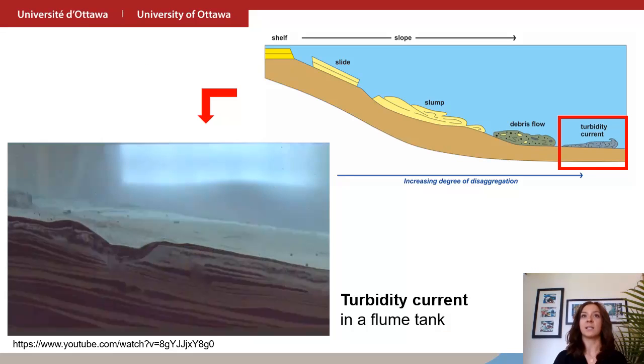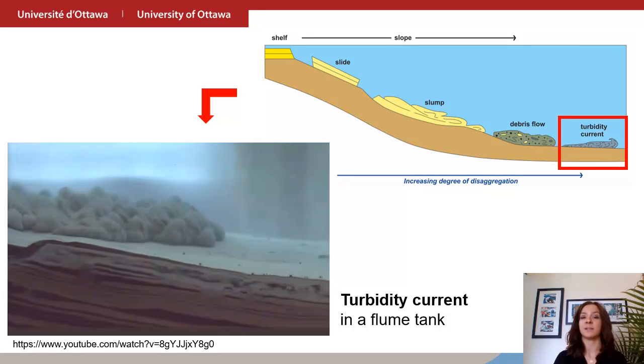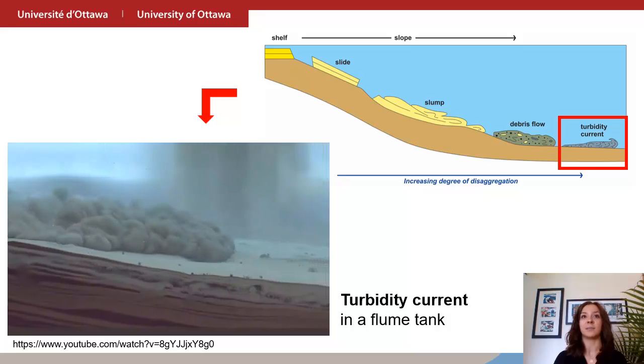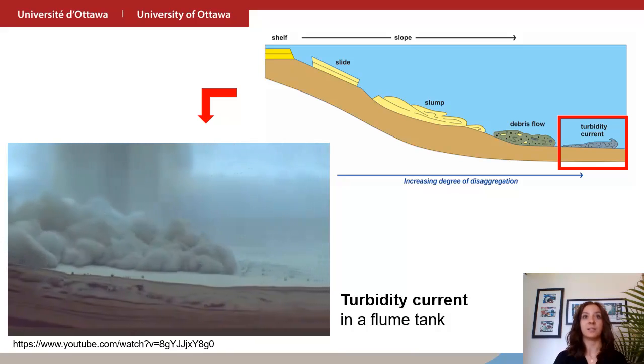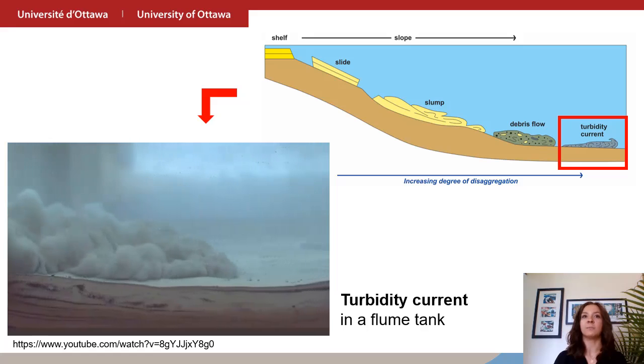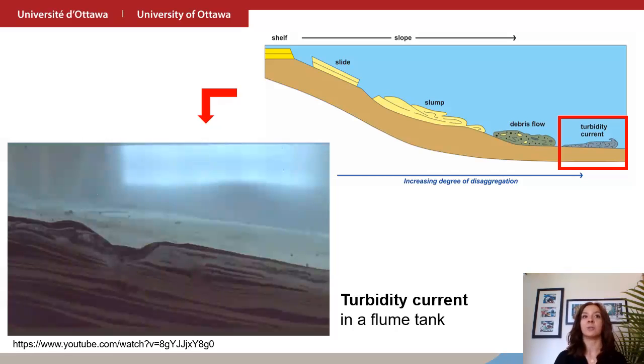There's a few different types of sediment gravity flows, all of which are driven by gravity and by the density contrast between the suspended sediment-rich flow and the ambient seawater. These types are shown in the diagram on the top right, but in this talk I'll focus on one main type, turbidity currents, in which the sediment is mainly supported by the upward component of fluid turbulence. A video of this type of sediment gravity flow is shown in the bottom left.